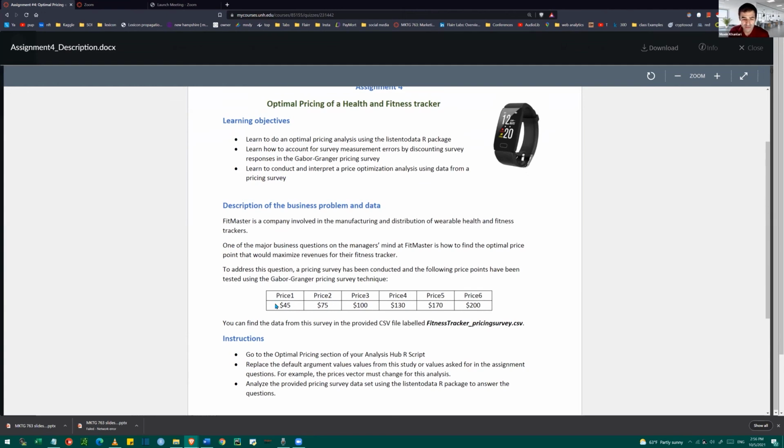You have a list of tested prices, and you have survey ratings data that is in this data set, and you want to analyze it, right? Okay, so let's take a quick look at how we can do that.